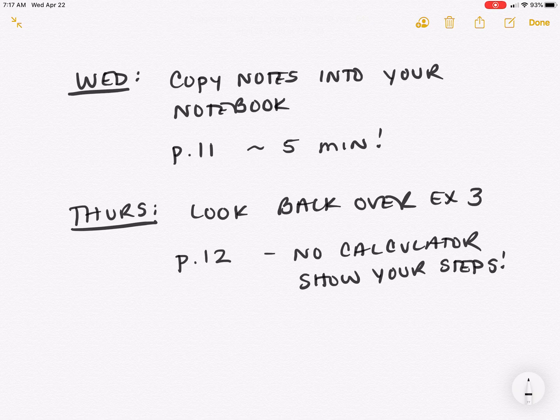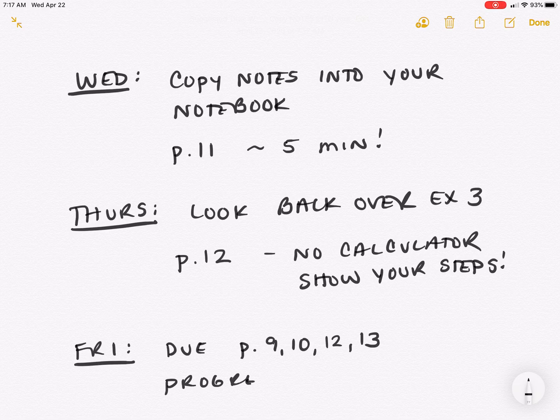All right. Good luck with everything. Please be in touch. Use Wednesday and Thursday to work on this whole logarithm thing, converting, evaluating, and I will be in touch because on Friday, you are going to have a progress check. What is due is going to be pages 9, 10, 12, and 13, and you are going to have a progress check over all of this.